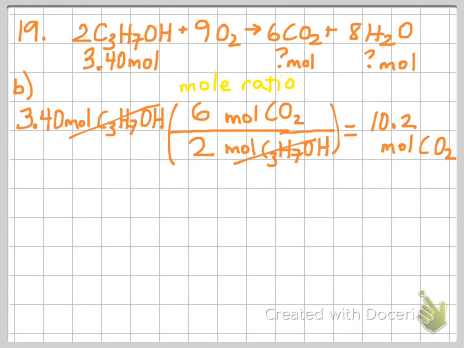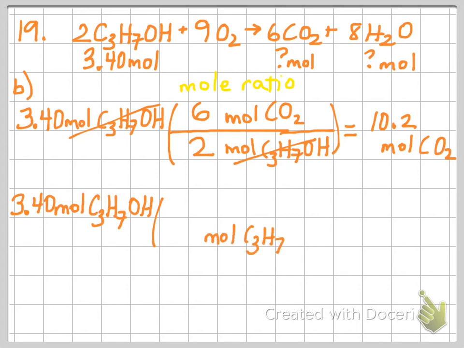Now to do the second part of this problem, I'm still going to start with my given. I always want to start with my given. I don't want to start with something I've calculated, in case by chance I've made a calculation mistake. So my moles of isopropyl alcohol go in the denominator, and in the numerator this time I'm going to have moles of water, because I'm trying to get that other substance.